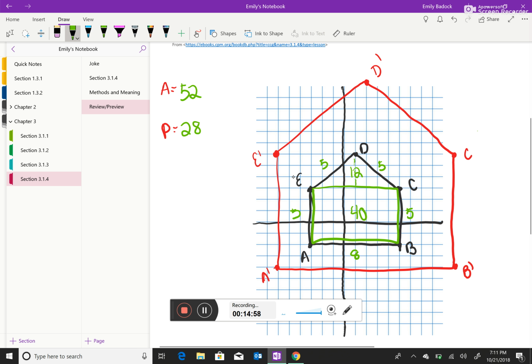And then for area in an enlarged figure, I know that I'm going to be multiplying it by 4. So I can go ahead and say that that's going to be 208 without even doing any math. And then my perimeter is just going to double. So my perimeter is going to be 56. So not even any math there. You just know the patterns. You know the dilations. That's what happens.